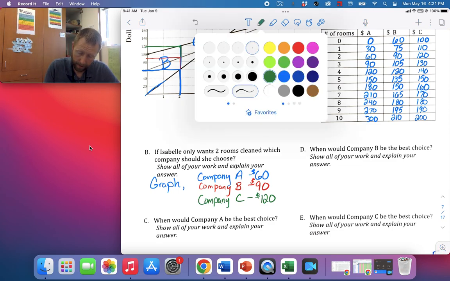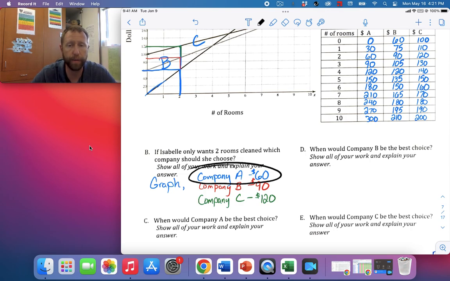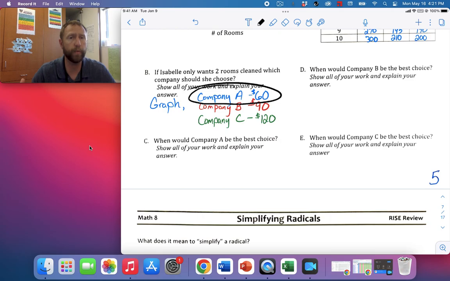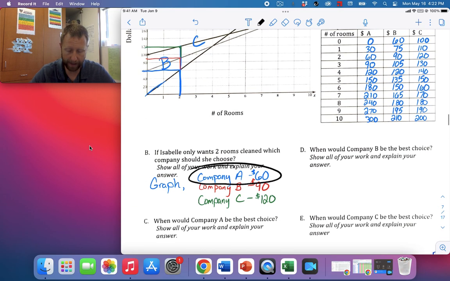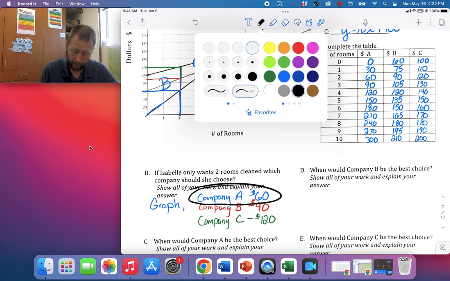That answer, what color do I want to do? Let's do black. That answer is company A. So I explained where I got my work, so it's graph, from the graph, company A. It's the cheapest, right? So question C down below says, when would company A be your best choice? Okay, well, I can see that from the table. I'll try and answer that one from the table.